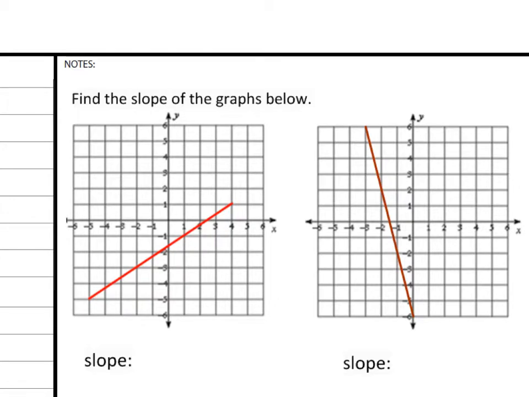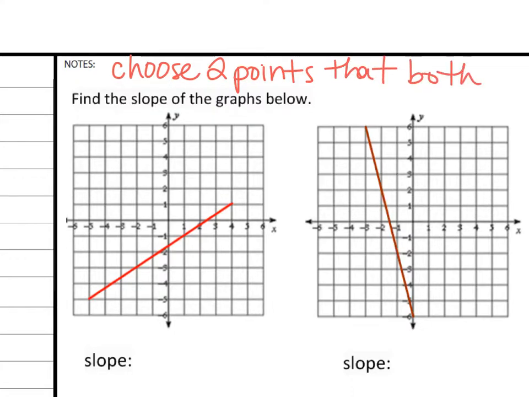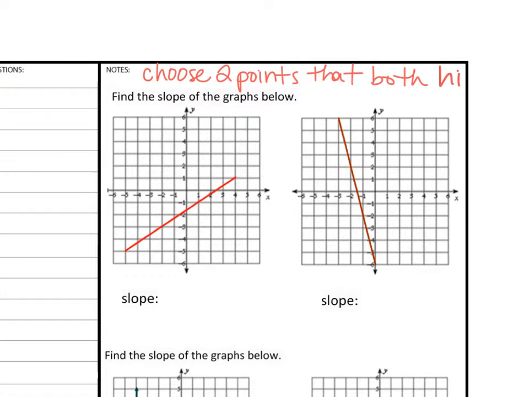We already did this a little bit. Choose 2 points that both hit the corner of a square. You might recall doing this whenever we did Pythagorean theorem. It's going to look really similar. The 2 points you choose have to hit the corner of a square, otherwise you're not going to be able to count the side lengths.